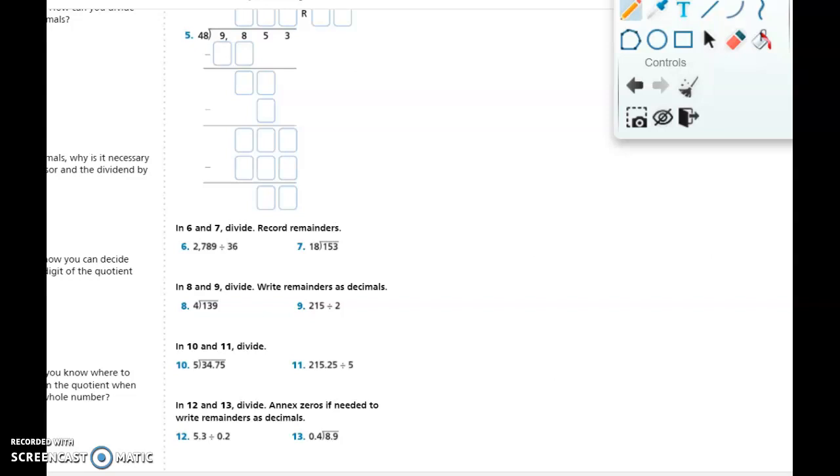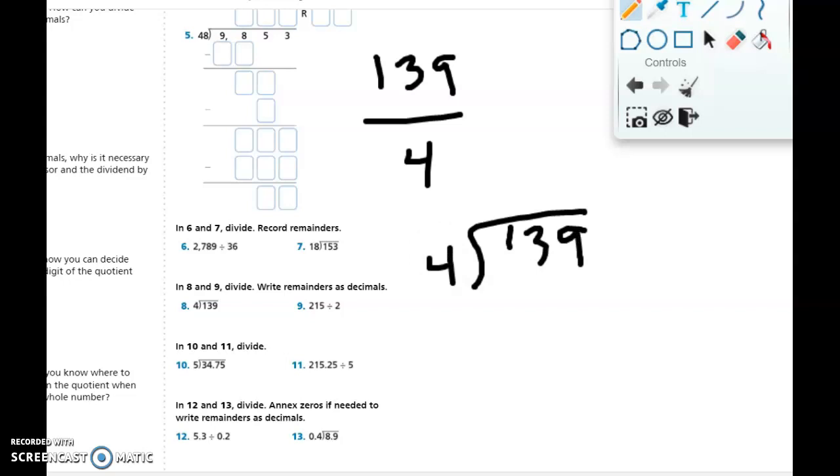All right, so let's go ahead and take a look at an actual division problem. I'm looking at number 8. I want to divide this, and then we're going to talk about writing the remainder as a decimal, and also writing the remainder as a fraction. So in number 8, we have 139 divided by 4. Notice how I wrote it as a fraction. I always want you to remember that an improper fraction is a division problem. 139 fourths is the same as 139 divided by 4. And always the denominator goes into the numerator.